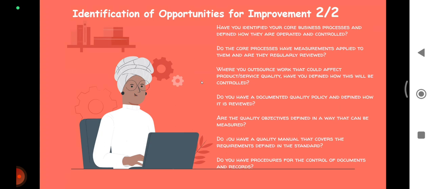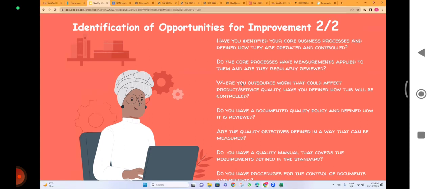Do you have a documented policy that has been reviewed, and how is it reviewed? Are the quality objectives defined in a way that can be measured? Where you outsource work that could affect the product, have you defined how this will be controlled? So you understand if this opportunity for improvement has already been implemented, and then you just go to the next one. The idea is to make sure that all of these checklists you are going to do as a gap analysis. Do you have the records for the control of documents? So these are now the opportunities for improvement that you have to look at.